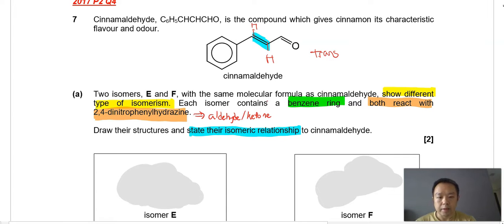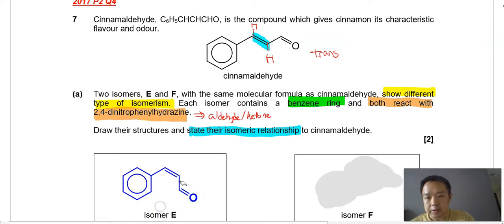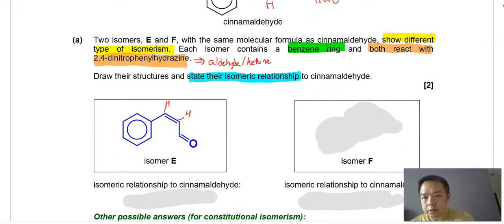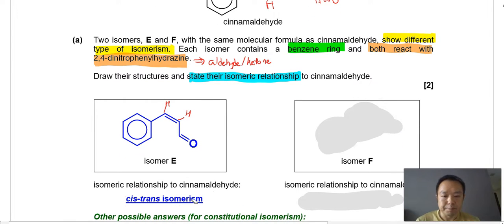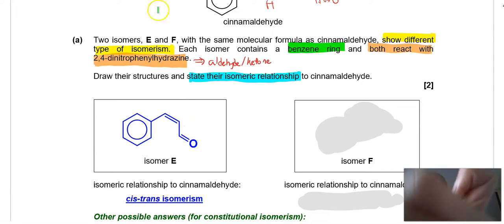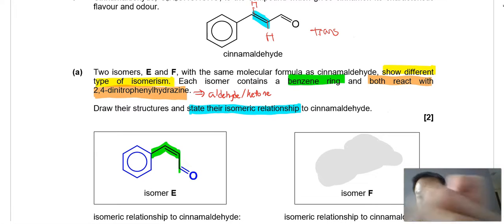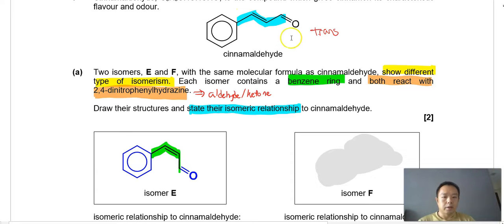So quite obvious, cinnamon aldehyde is a trans isomer. The first isomer we can draw is the cis isomer. You can see the two hydrogens here are on the same side of the double bond. So the type of isomeric relationship is cis-trans isomerism. Take note of how we use skeletal formula to draw cis-trans isomerism. This is the cis way of drawing, and in this case, trans, because you can see they are on opposite ends.